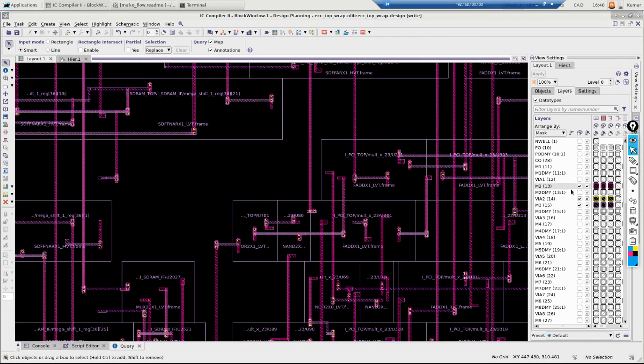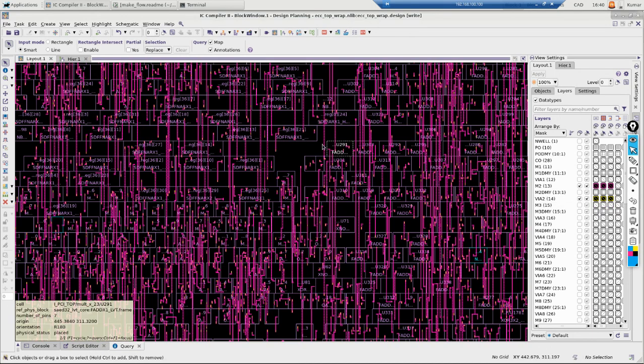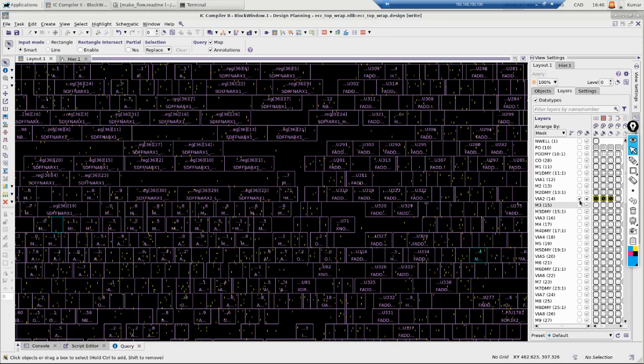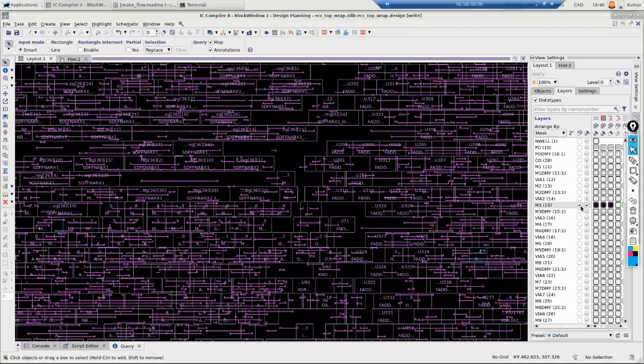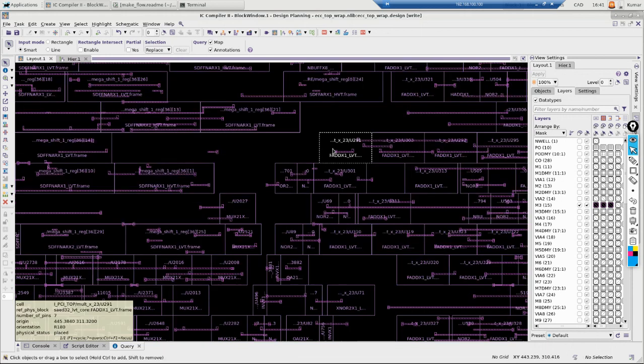So this is, let me remove M3. Do you see any M2 which is horizontal? What is the direction that you see here? Vertical. Okay. Now, just remember this. Now I am going to enable M3. Do you see what the direction is here? Horizontal. Exactly.